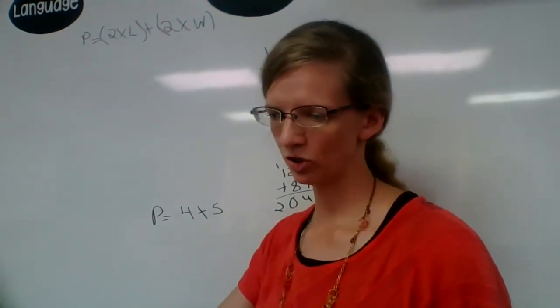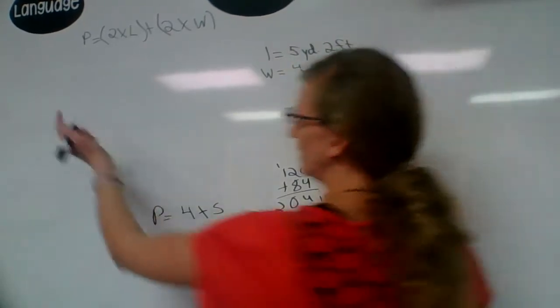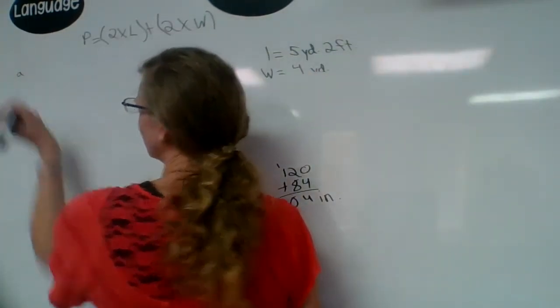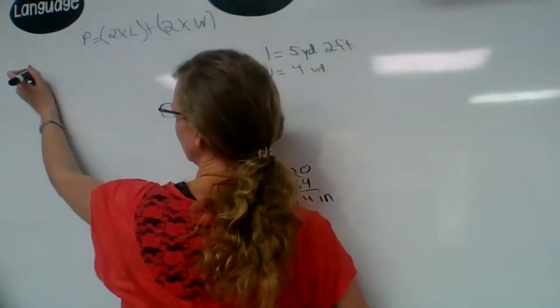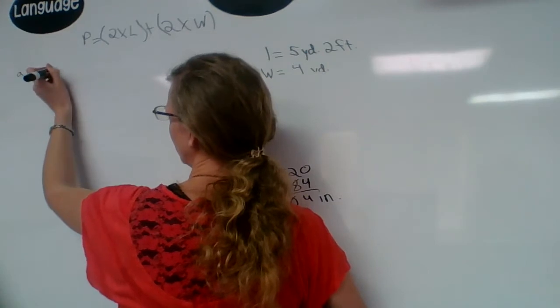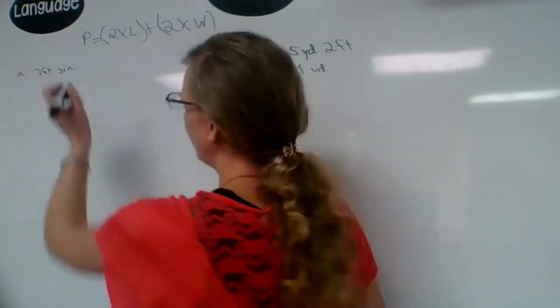So let's go ahead and do the class practice A. We'll do that one together, okay? So A is 7 feet and 3 inches by 8 feet.